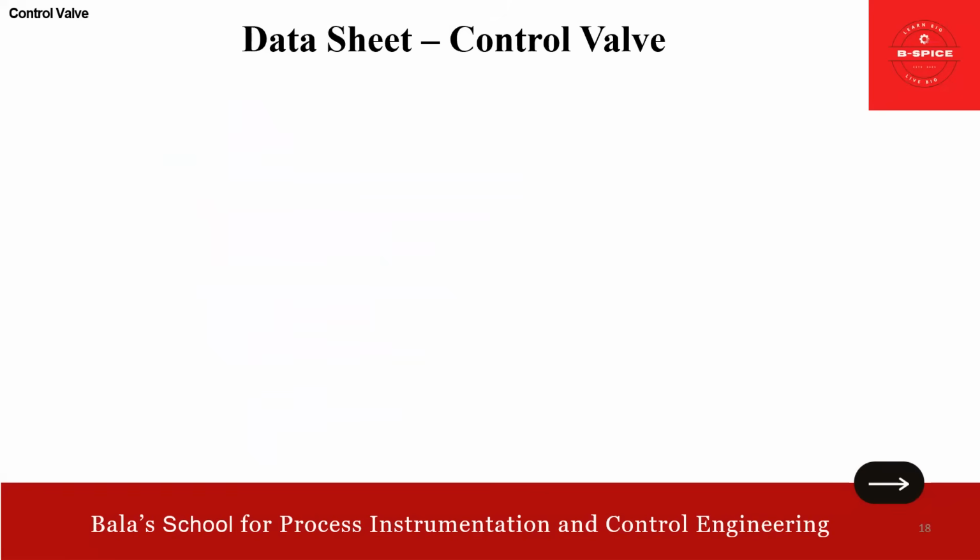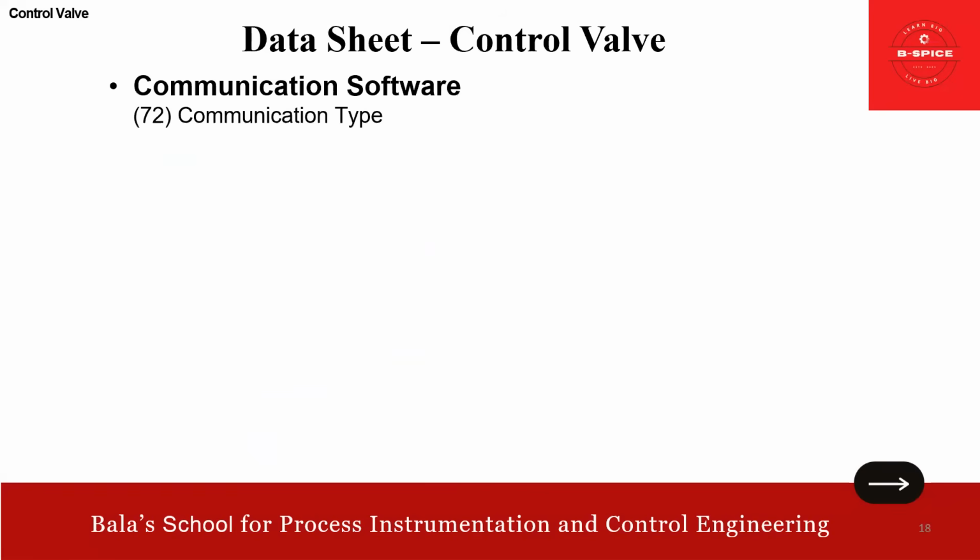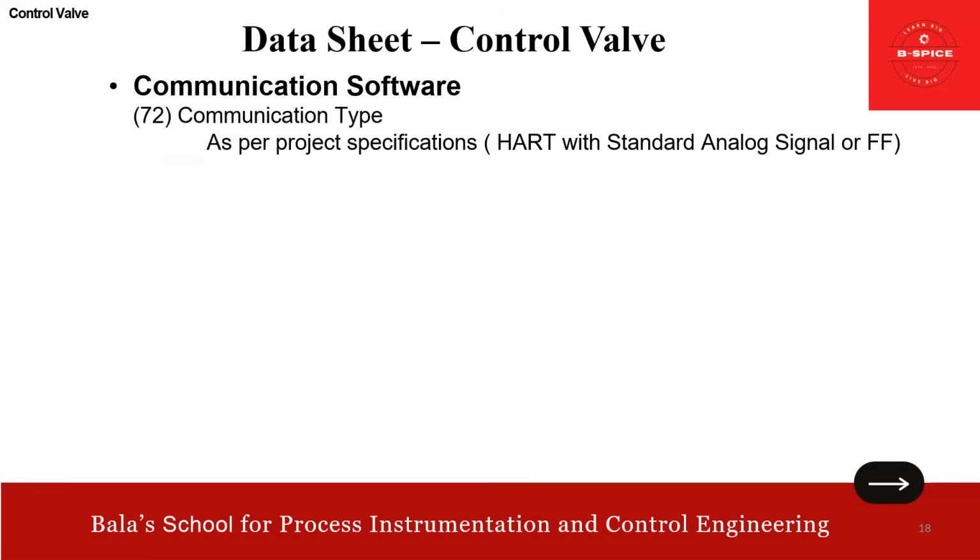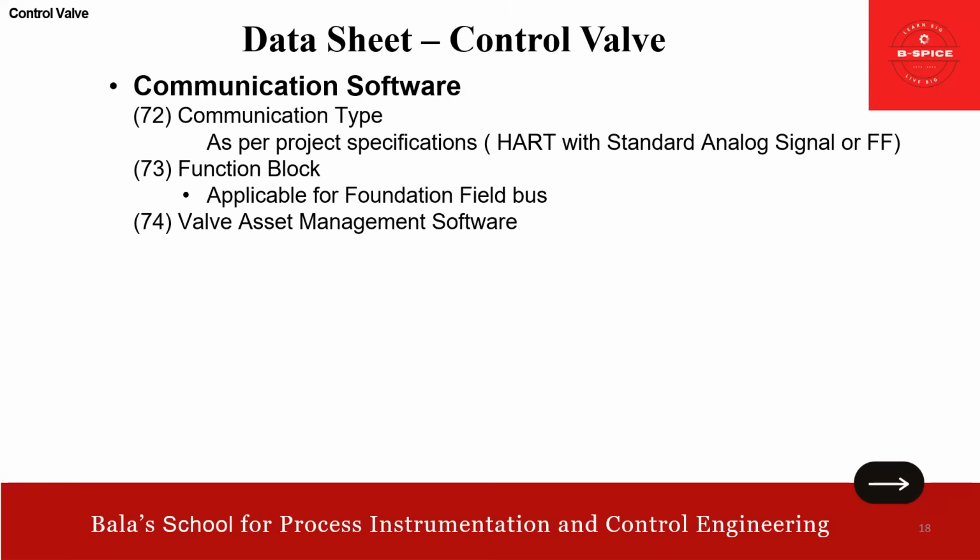Then we'll go on to communication and software. So what is this communication? So basically we need to adapt the project specification. For example, either HART with standard analog signal or a foundation field bus. Okay, what is HART? Of course, for beginners, HART, highway addressable remote transducer. Okay, FF is foundation field bus. Then function block requirement. This is also applicable only for foundation field bus. Otherwise, you put not applicable.